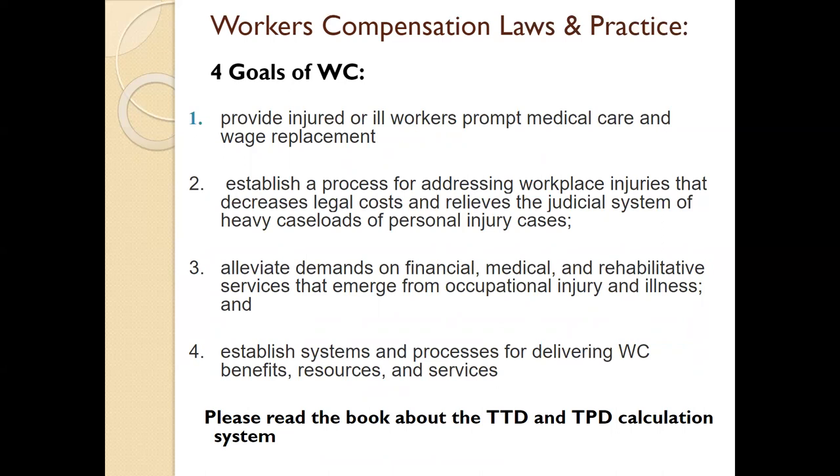Also, there's something about the TTD and TPD. Andrew, do you know anything about those terms by chance? I'm leaning on you here.